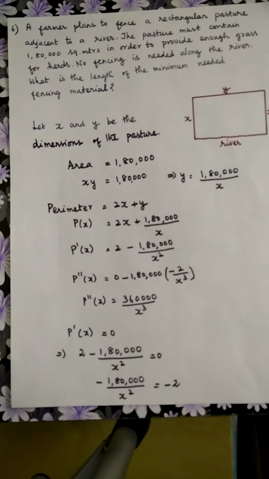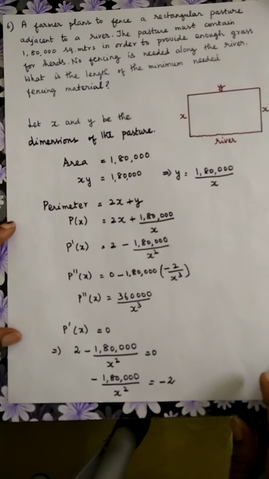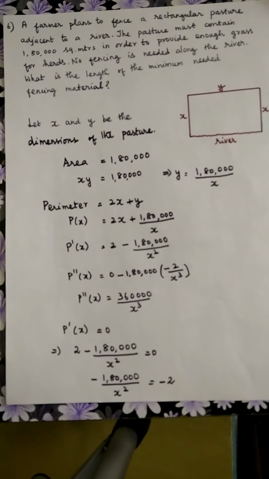Question number 6. A farmer plans to fence rectangular pasture adjacent to a river. The pasture must contain 1,80,000 square meters in order to provide enough grass for herds. No fencing is needed along the river. What is the length of the minimum needed fencing material?